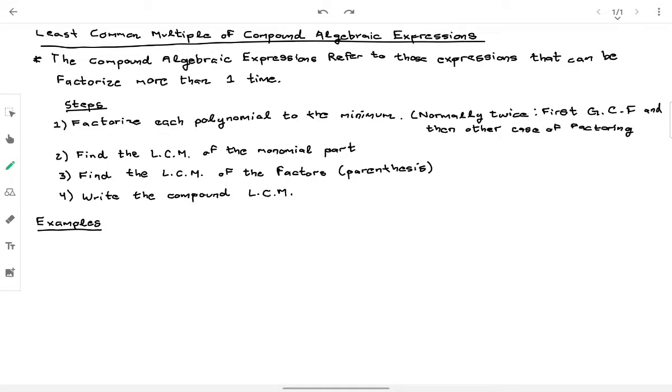So today's topic is going to be least common multiple of compound algebraic expressions. First, we need to know what a compound algebraic expression is. A compound algebraic expression refers to those expressions that can be factorized more than one time. So the idea in this case is that we will need to factorize more than one time to obtain the least common multiple. So let's see.